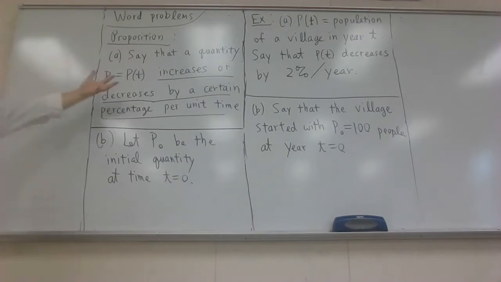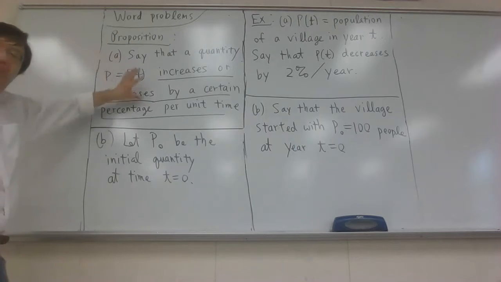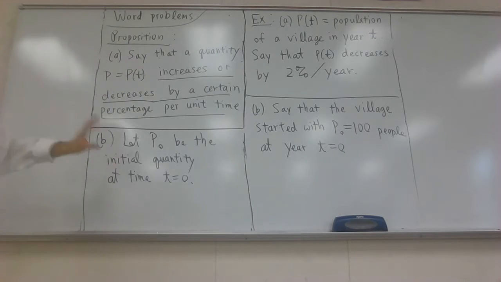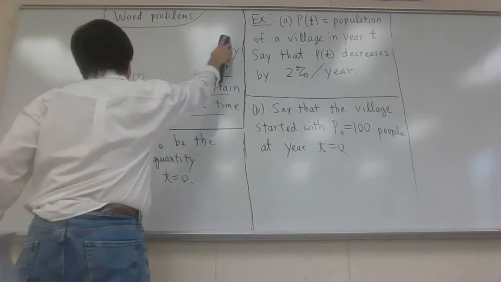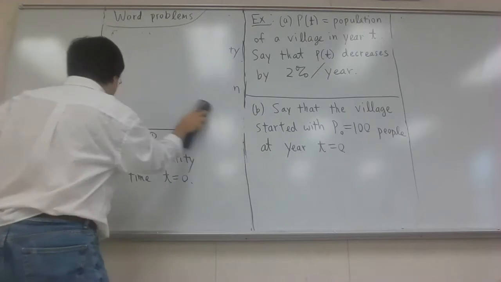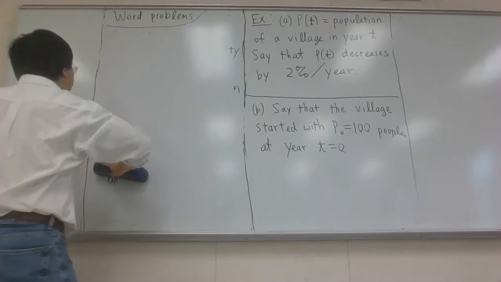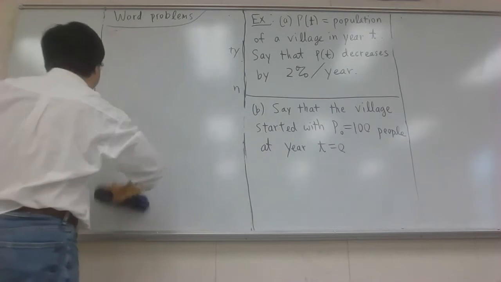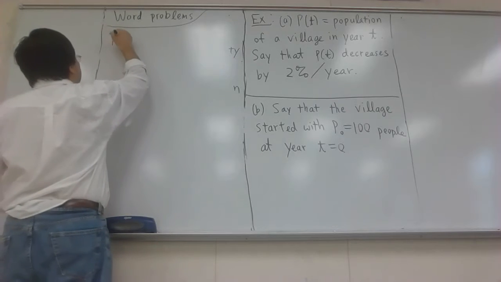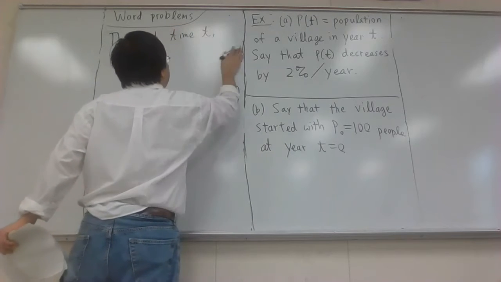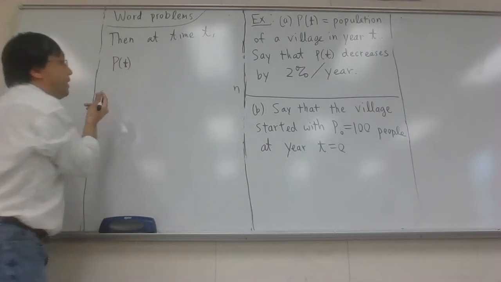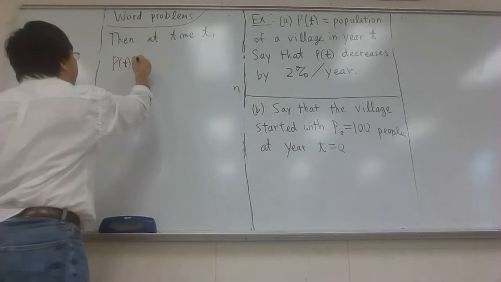So if we have a quantity, we know how it changes by a certain percentage per unit time, and we know the initial quantity, the quantity at time t equals 0, then we can predict what that quantity is at all future times t. This is still the theory. The conclusion is that at all future times t, the quantity is an exponential function, namely an exponential function of this form.